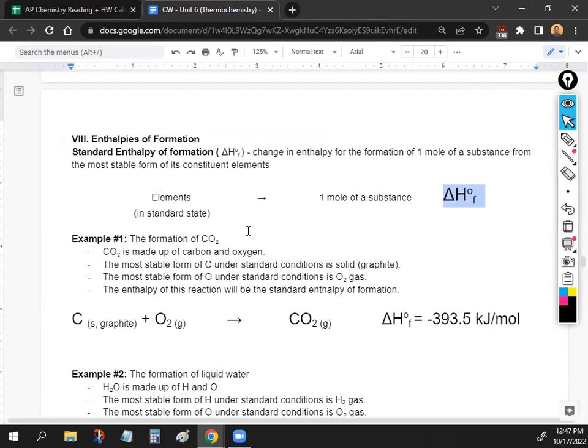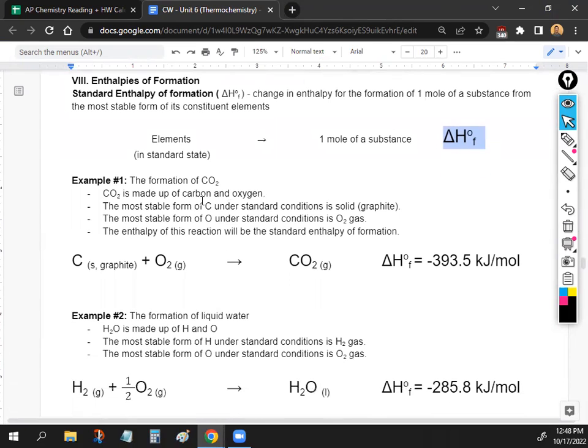Okay, so that's basically what it means. When you have elements in their standard state and they make 1 mole of a substance, that change in enthalpy is the enthalpy of formation. Sorry, do you mind explaining that? Yeah, I think it's best with an example. So let's go over example 1.